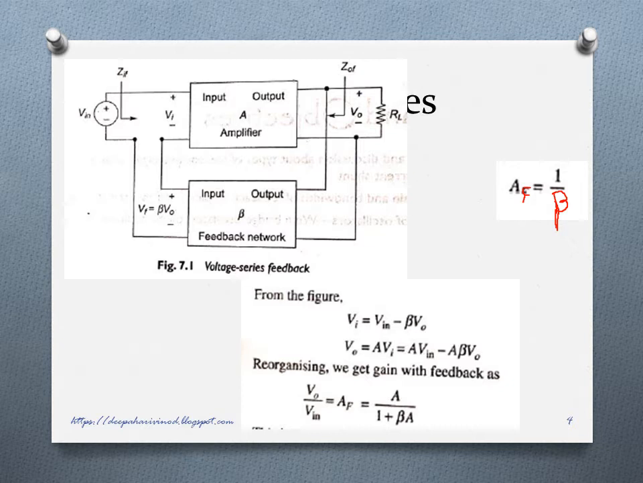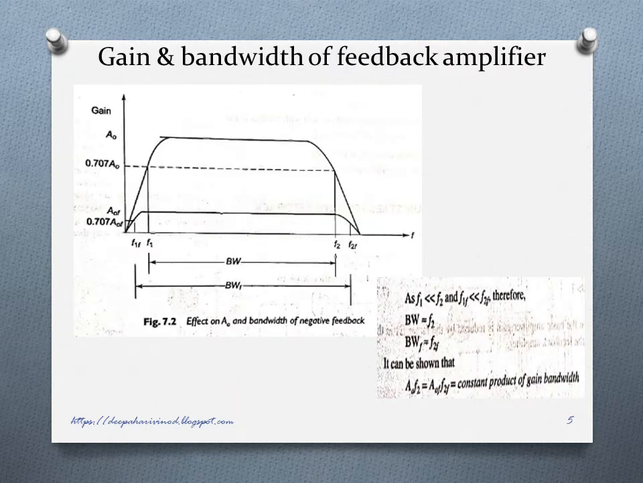Thus, all distortions like amplitude and frequency distortions do not appear in AF. Any variation in the magnitude of A does not appear in AF, which means AF has high gain stability. The cost of this improvement is paid in terms of reduced gain, which can be made up. Gain and bandwidth of the feedback amplifier: the negative feedback reduces the amplifier gain.